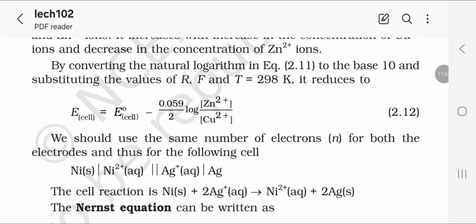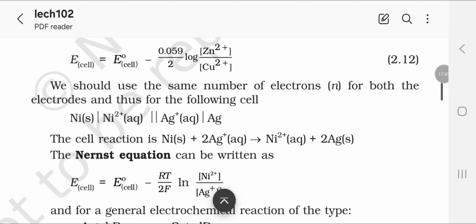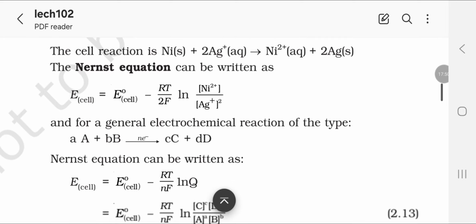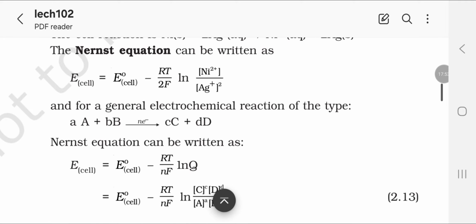We should use the same number of electrons for both the electrodes, and thus for the following cell, the cell reaction is Ni plus 2Ag+ gives Ni2+ plus 2Ag. The Nernst equation can be written as Ecell is equal to E°cell minus RT by 2F into ln of Ni2+ by Ag+ whole square.